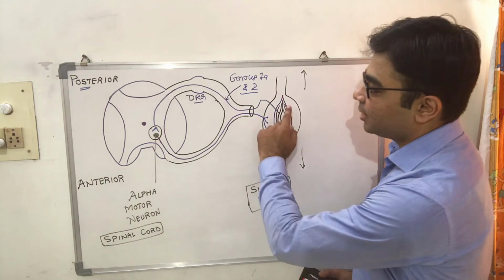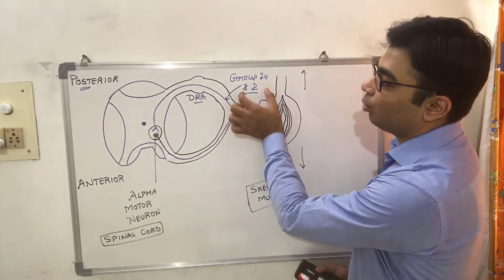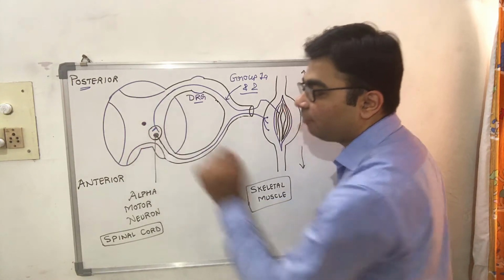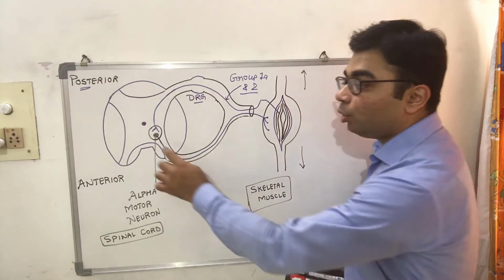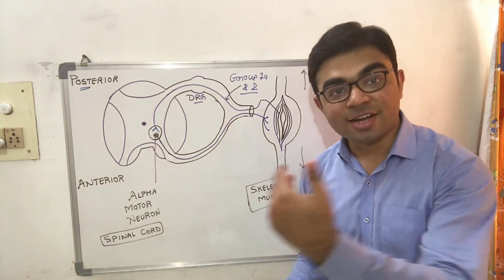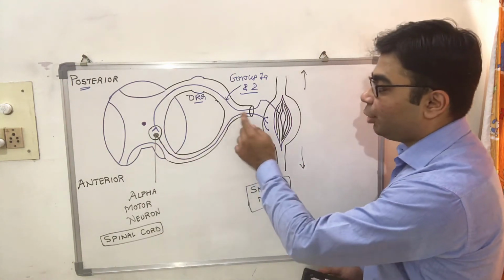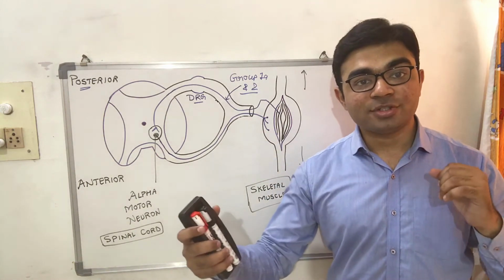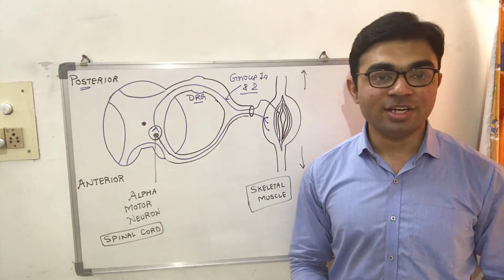As soon as the sensory impulses carried by group 1A and 2 fibers reach the spinal cord, they meet the alpha motor neuron. So, it stimulates the alpha motor neuron. From the alpha motor neuron, impulses are discharged and they terminate over the extrafusal muscle fiber, and it gives the message of contraction of the muscle fiber.